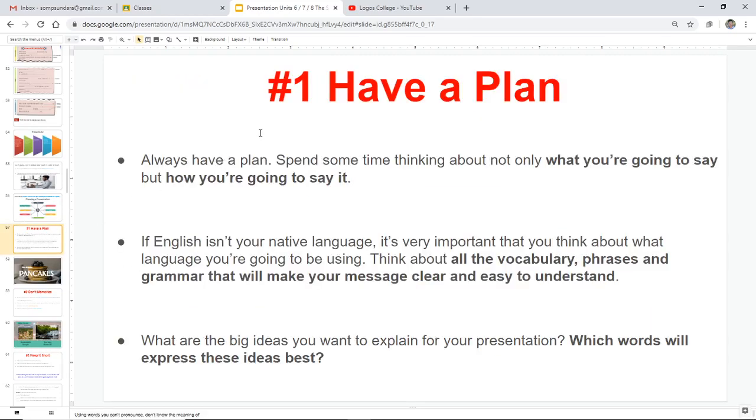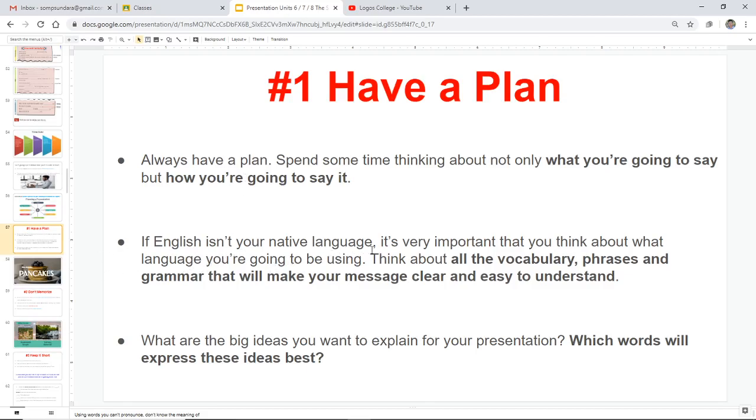So here's tip number 1 for your presentation: you have to have a plan. Right? Always have a plan. Spend some time thinking about not only what you're going to say, but how you're going to say it. What are you going to talk about? Right? How are you going to present it? What visuals are you going to use? Are you going to use pictures, charts, graphs, videos, illustrations, maps?